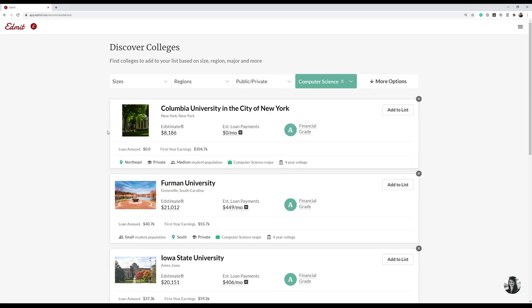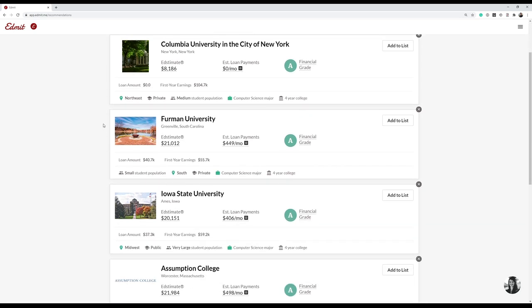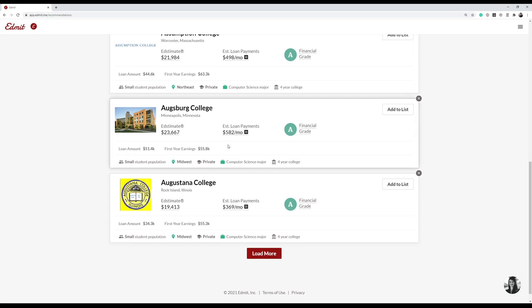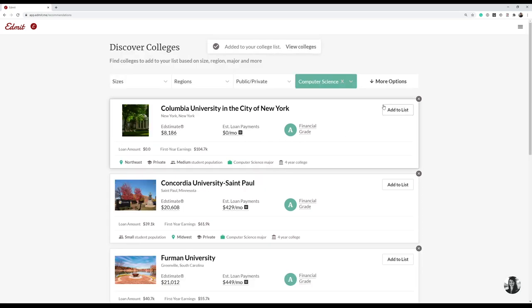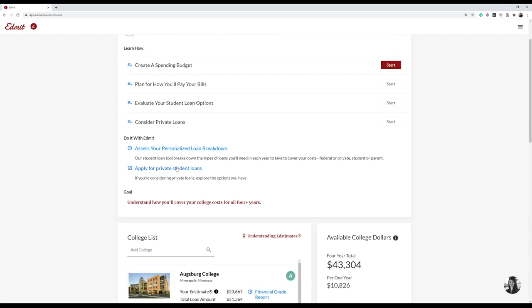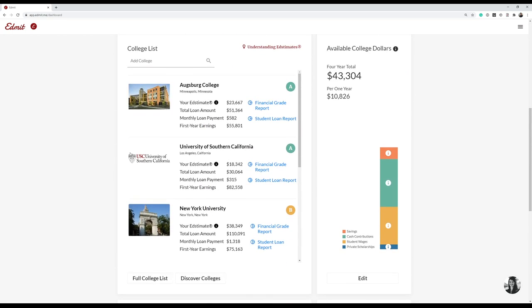To add a school to our list, we simply click Add to List on the college, and it will be added to our Edmit college list. We can also see a snapshot of our college list on the dashboard. Anytime you want to check out your college list or make changes, feel free to.